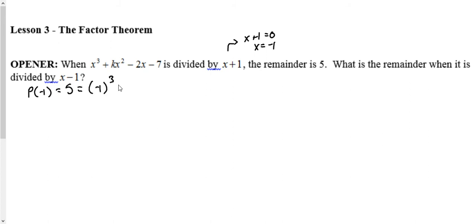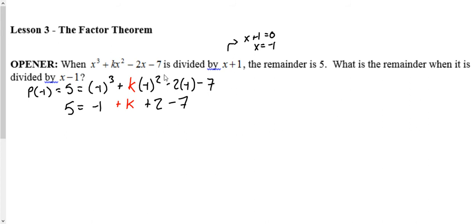So I have negative 1 cubed plus k of negative 1 squared minus 2 times negative 1 minus 7. There we go. So here I'm going to drop that function off. I don't need it right now. This is going to be negative 1. This is 1. This is going to be just positive k now. So I'm going to write plus k. Here you have two negatives which make a positive, so that's now positive 2 minus 7. Isolating for k, if you move everything away from k, k is now going to equal 11.